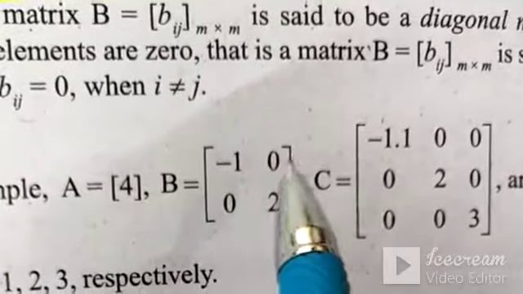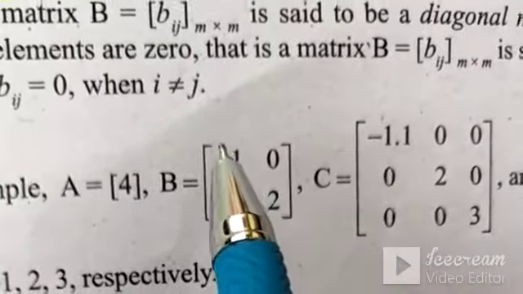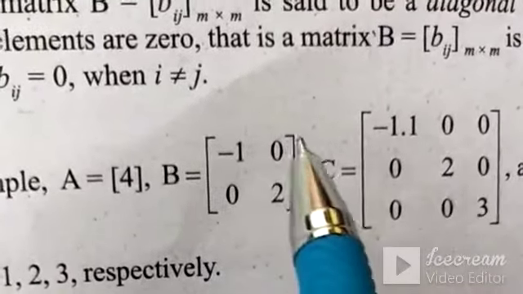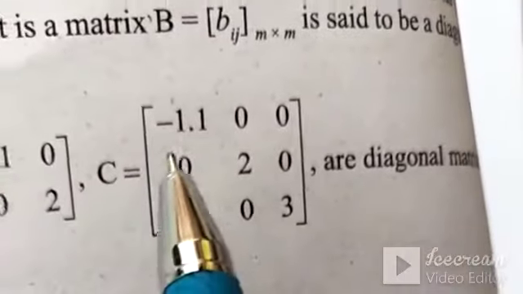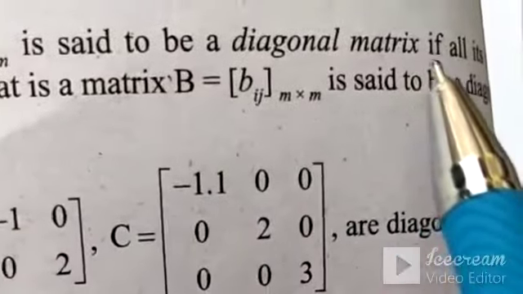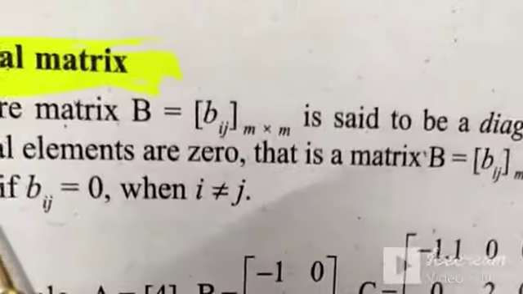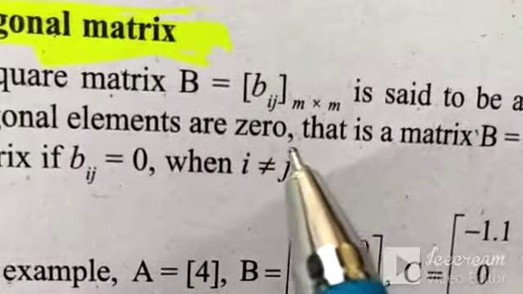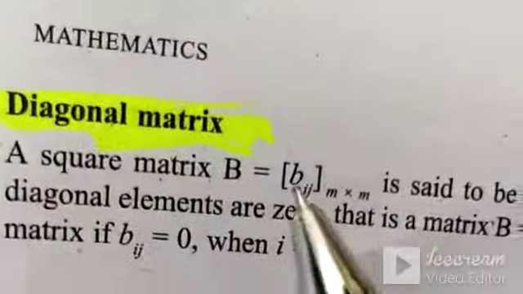Example number 1: B is equal to minus 1 0 0 2. Except this diagonal, the remaining elements are 0. And here he has given one more example: 1 0 0 0 2 0 0 0 3. Except the principal diagonal, all remaining elements are equal to 0. A square matrix is said to be a diagonal matrix if all its non-diagonal elements are equal to 0. So such kind of matrix we call a diagonal matrix.